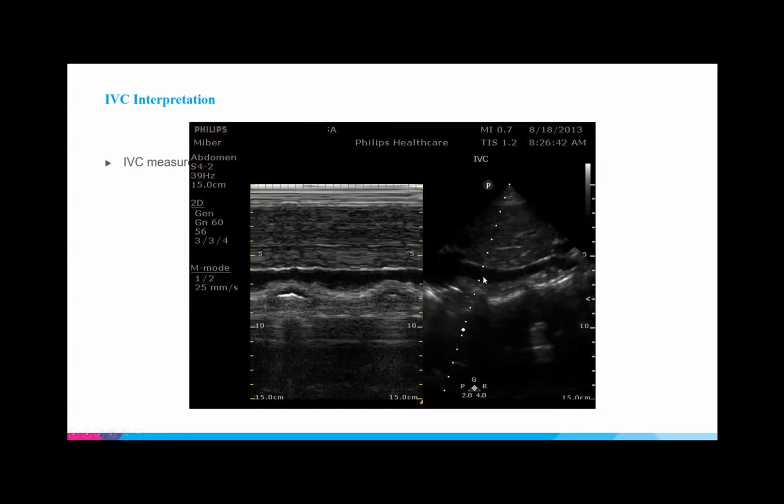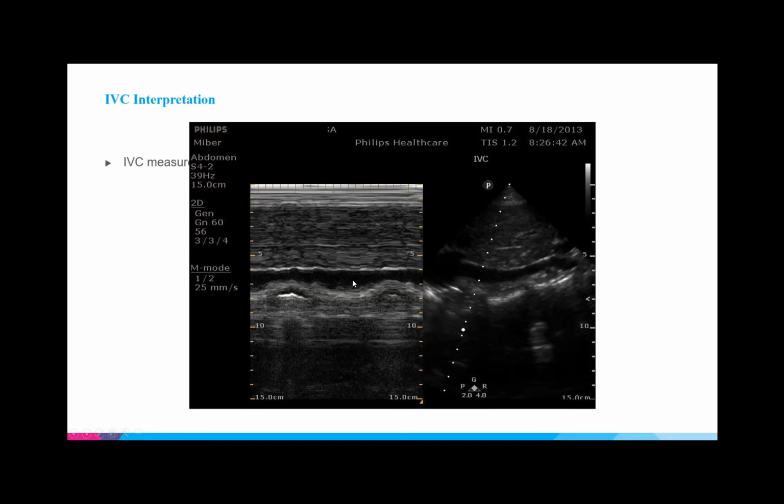This is what it looks like on the fancier ultrasound machines, not the ones that you guys are accustomed to using. But you have your M mode set up here and it's perpendicular to the IVC. And then you look at the changes in the diameter over time. And you can see there's some collapsibility, right? You can actually measure it. So you can measure the minimum diameter and the maximum diameter.